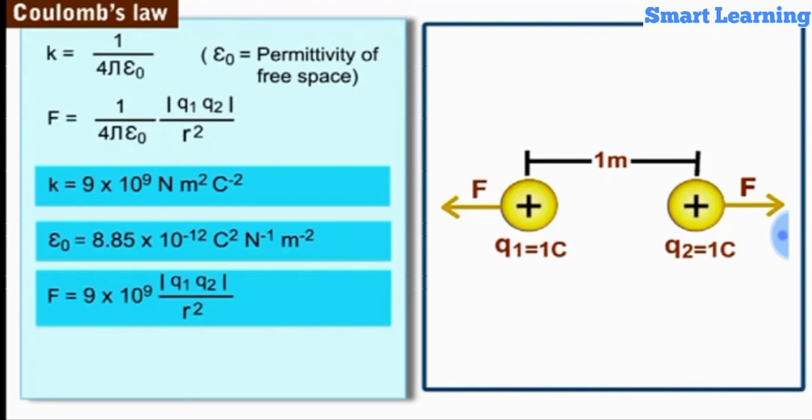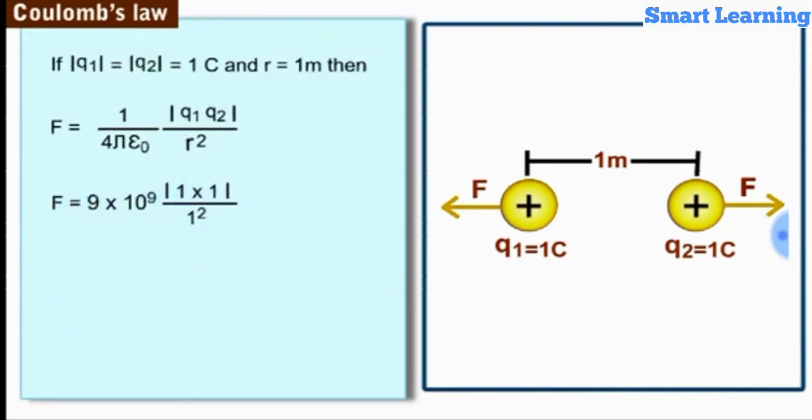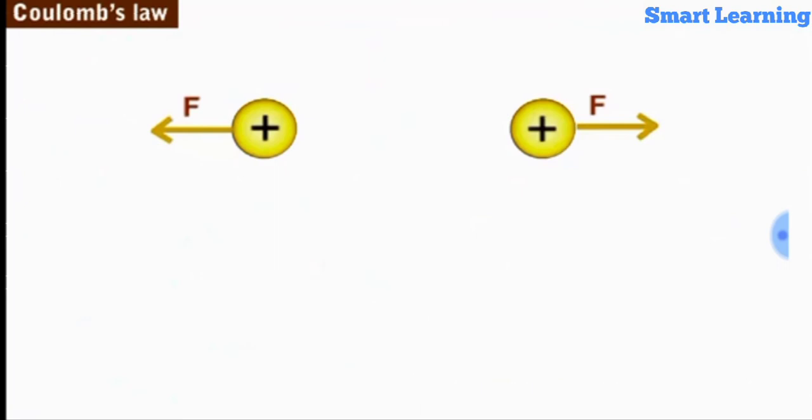Using Coulomb's law, a unit charge can be defined as one that experiences an electrostatic force of 9 into 10 power 9 Newton when placed at a distance of 1 meter from another unit charge in free space. Let us now study Coulomb's law in vector form.